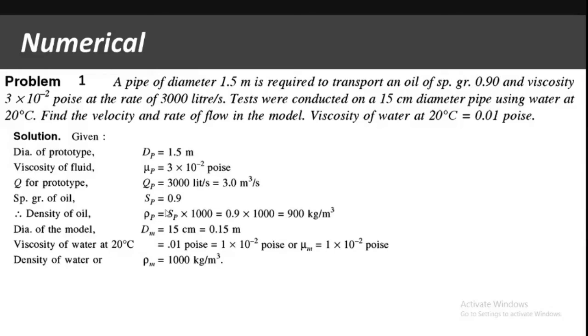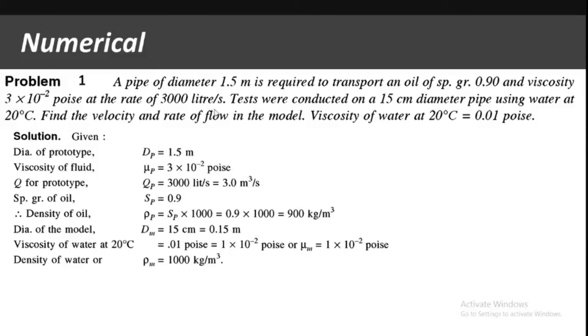So ये 0.9 क्या हुआ? It is density of prototype. Okay, and viscosity is 3 into 10 power minus 2. Okay, so it is 3 into 10 power minus 2 poise. ये हो गया viscosity of prototype.